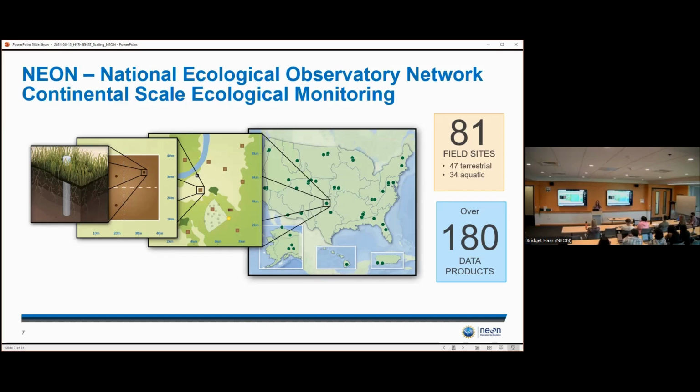And we have 81 field sites across the US, including Alaska, Puerto Rico, and Hawaii. 47 of these are terrestrial sites and 34 are aquatic. And then we produce over 180 data products at all of these sites.